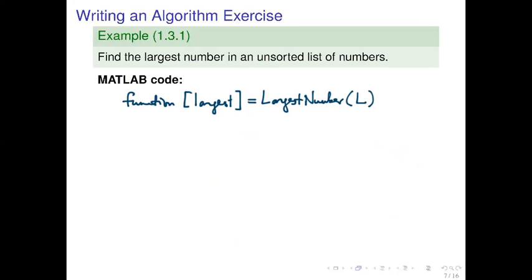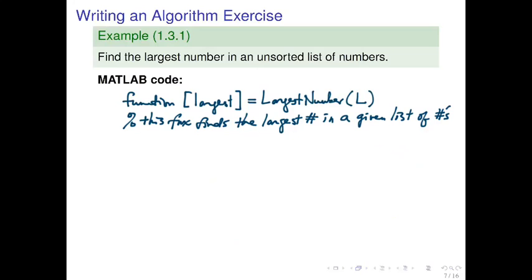It's a good idea to actually include some comments that explain your input, output, and how to use your algorithm for users. Once you've commented your code, you can start writing the actual content of the code. Again, just like the pseudocode indicated, we're going to initialize the largest as the first element in the list. And remember, to access the first element in a vector, you just call L of 1. And the rest of the code says, for each other item in the list, we're going to do a comparison.